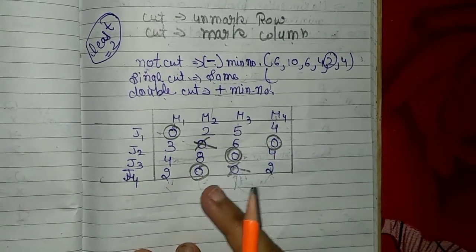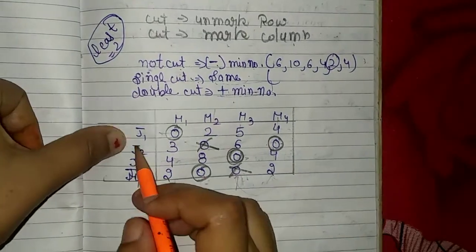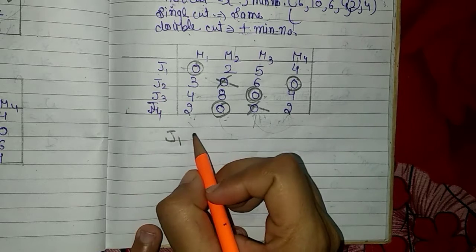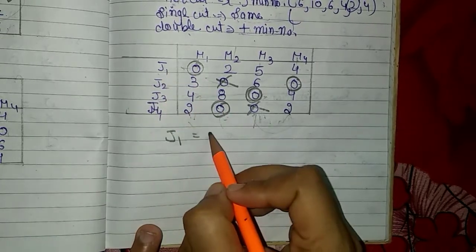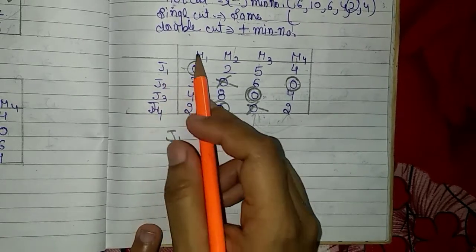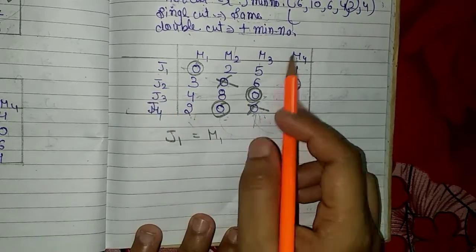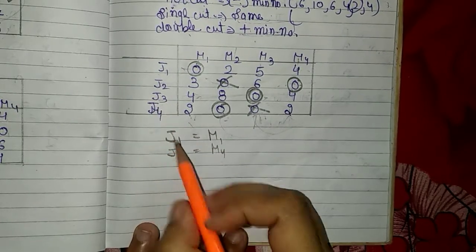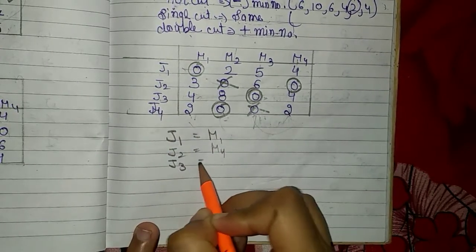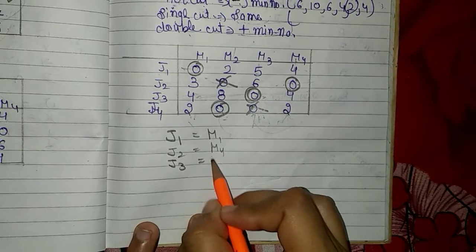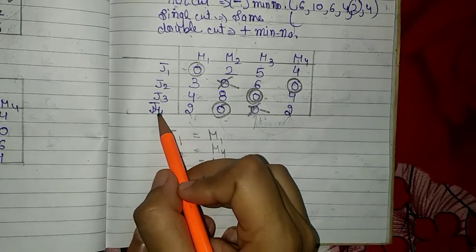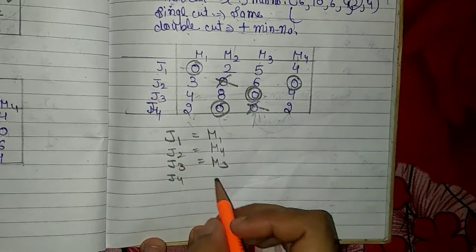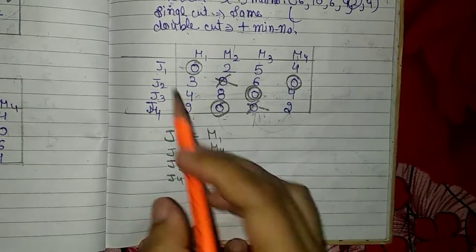Now you can see that here J1 is assigned to M1. J1 gets M1, J2 gets M4, J3 gets M3 and J4 gets M2, like this.